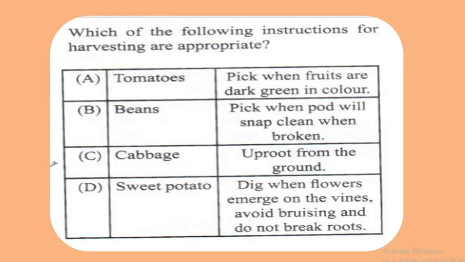Which of the following instructions for harvesting of the various crops are appropriate? A, tomato. Pick when fruits are dark green in color. B, beans. Pick when pods will snap clean when broken. C, cabbage. Uproot from the ground and then cut the stalk. D, sweet potato. Dig when flowers emerge on the vines. Avoid bruising and do not break roots. And the answer is C.